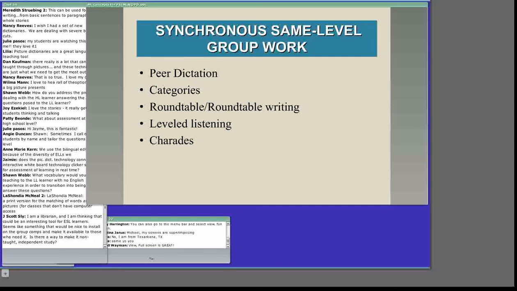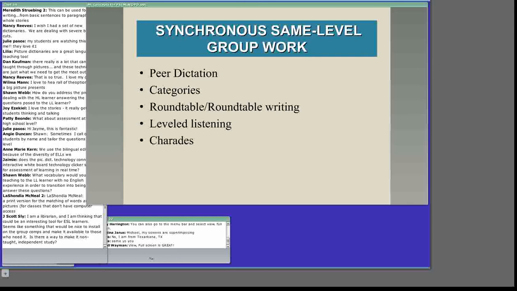Leveled listening is a terrific tool. It allows you to have one audio and multiple listening tasks, and that's part of the Picture Dictionary lesson plans. So you have a CD in the lesson plans, and you have a CD with worksheets, and your low-level learners get one task, mid-level learners another, higher-level learners another, and you play the exact same audio, but at that point, all the learners are doing something different based on what they're hearing.